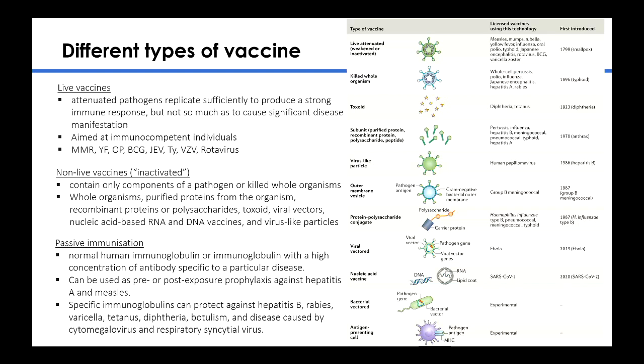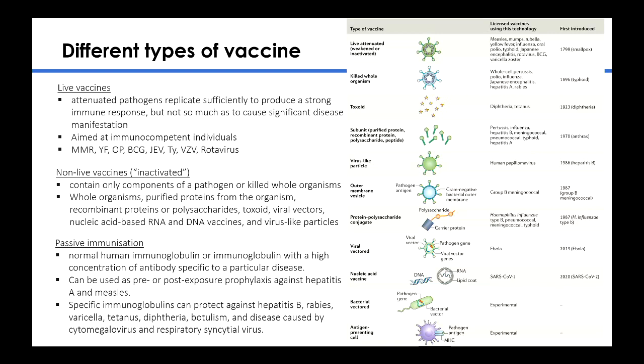So let's look at the different types. You've seen this picture before. Broadly, vaccines are divided into two types, and here I added a third thing, which is passive immunization. So live vaccines are attenuated pathogens, sufficiently to produce an immune response, but not to cause disease. You need to remember that they can replicate, and that's what makes this vaccine very powerful.